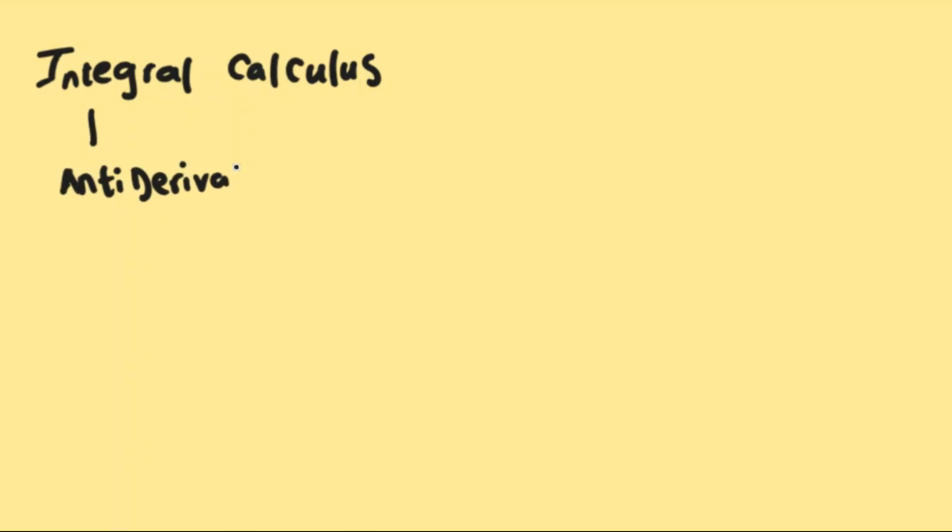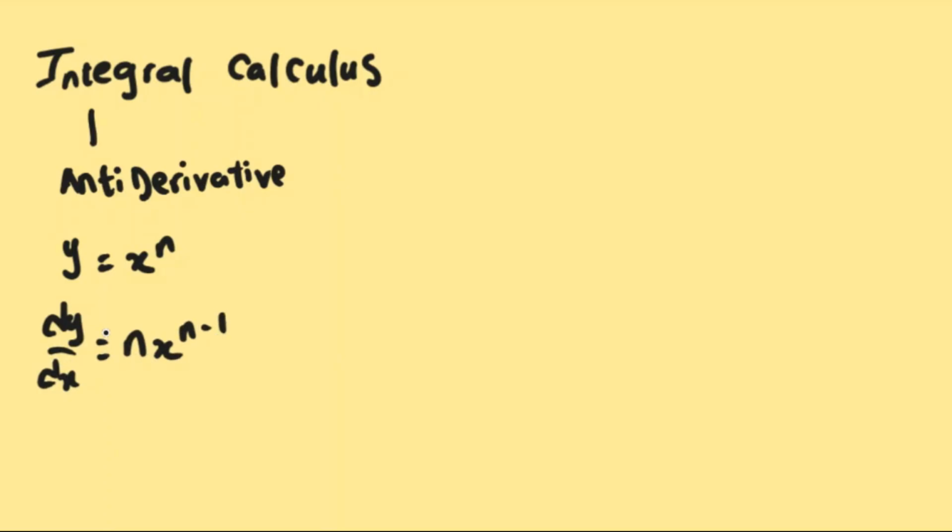So if you recall, let's say we have an explicit function, y is equal to x raised to the power of n. We know that dy/dx is going to give us nx raised to the power of n minus 1. So the antiderivative of this is going to give you back what you differentiated. Now let's take a look at this.